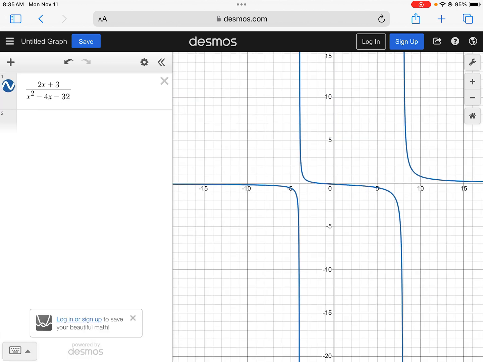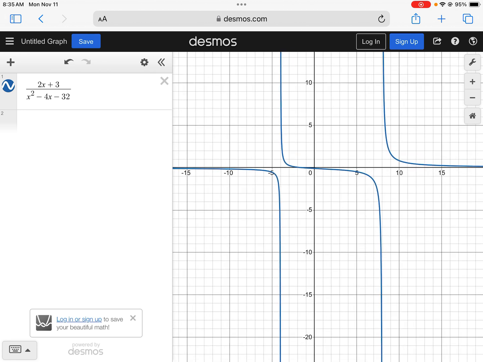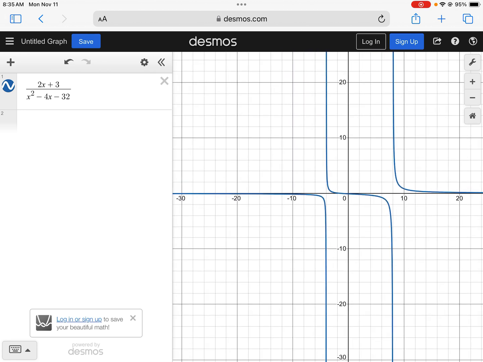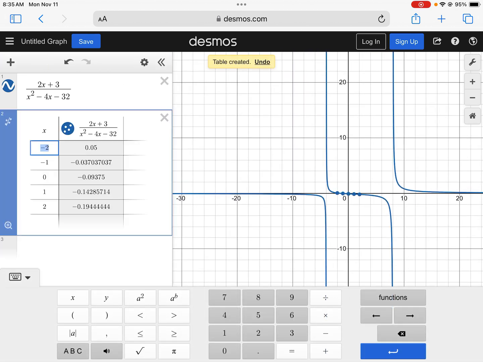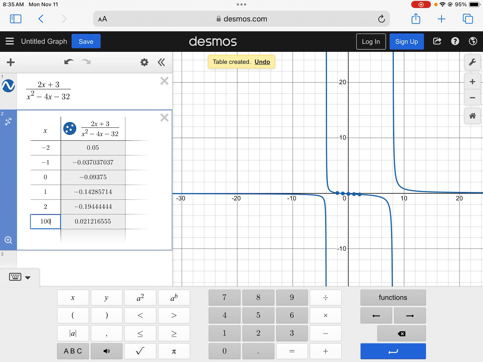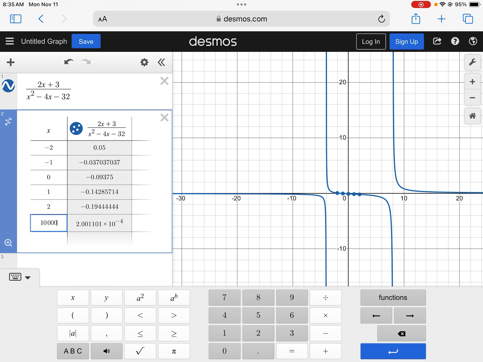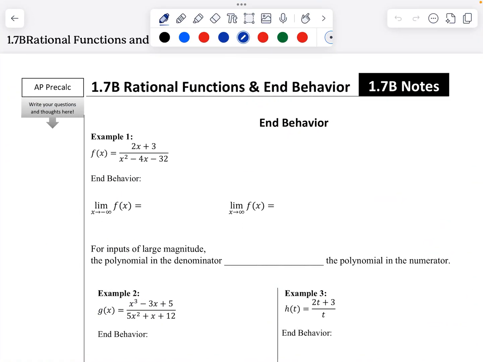If we zoom out, we can see it looks like it levels off around 0. But again, how can we figure that out if we plug in values? If I plugged in 100 and then 1,000, I can see that it's getting closer and closer to 0. 10 to the negative 4, move the decimal back 4 places. So what is really happening here?